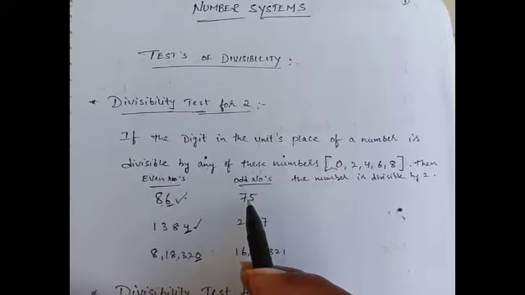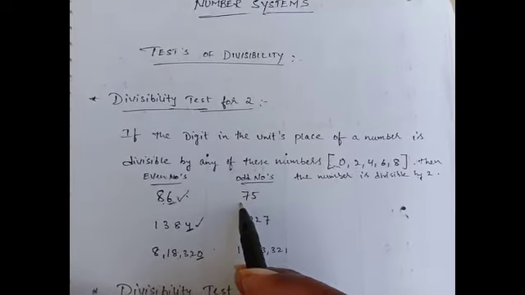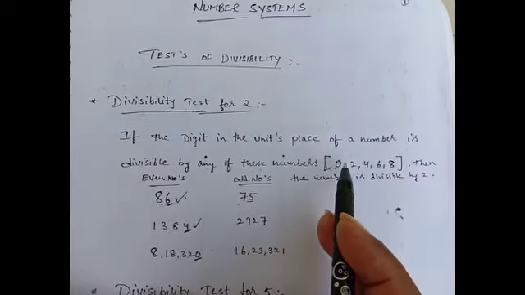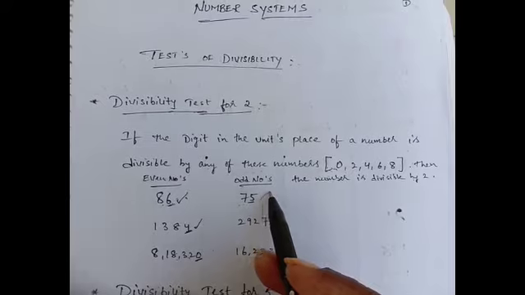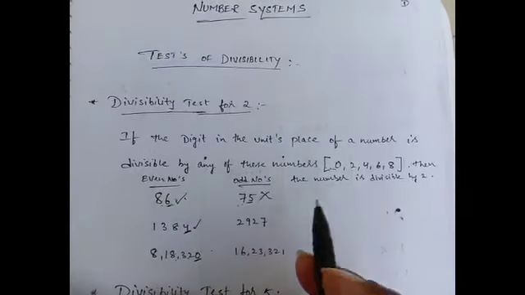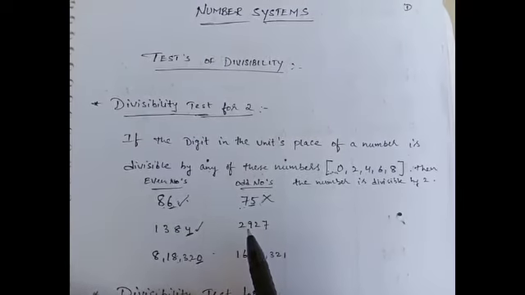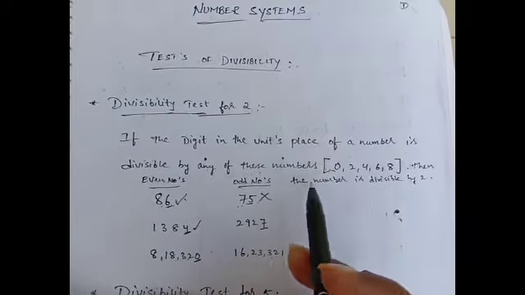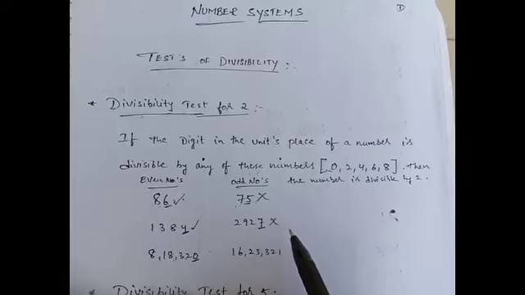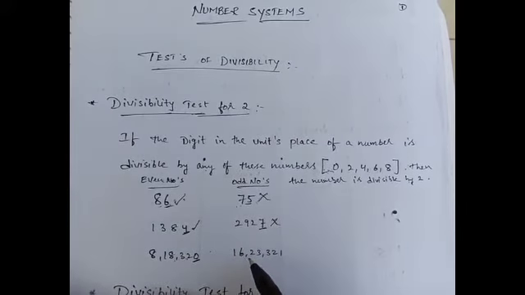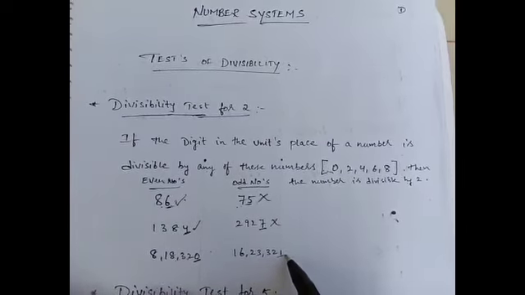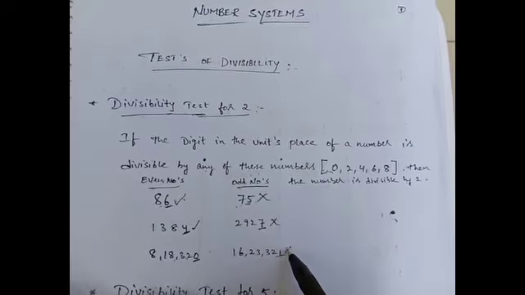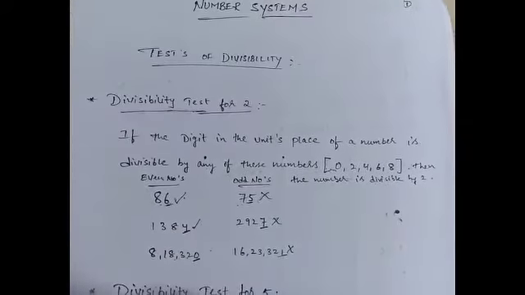Meanwhile, just check here 75. The units place number is 5, and this number does not exist among these numbers, hence 75 is not divisible by 2. The same way 2927, and 7 is also not there among these numbers, and this is also not divisible. And just check this big number, the unit digit is 1, and 1 does not exist among these numbers, and hence this number is also not divisible by 2.